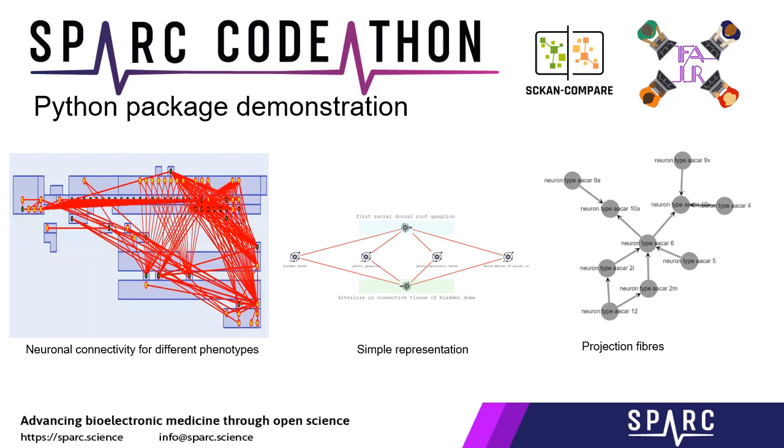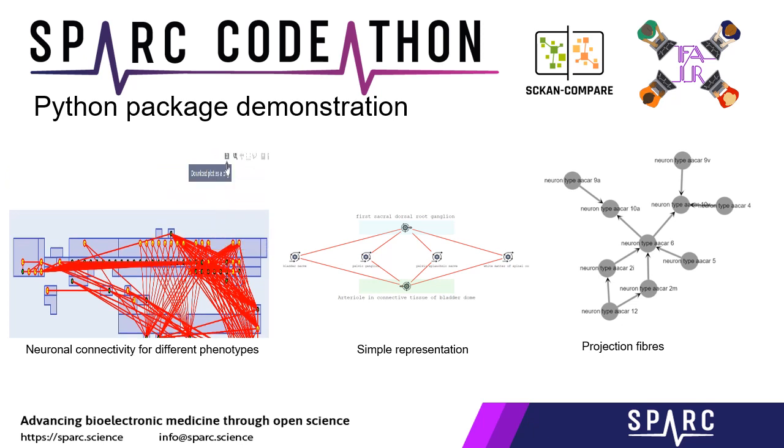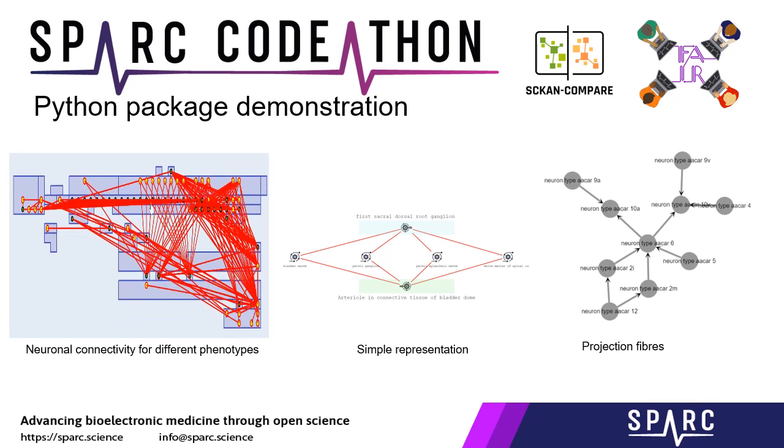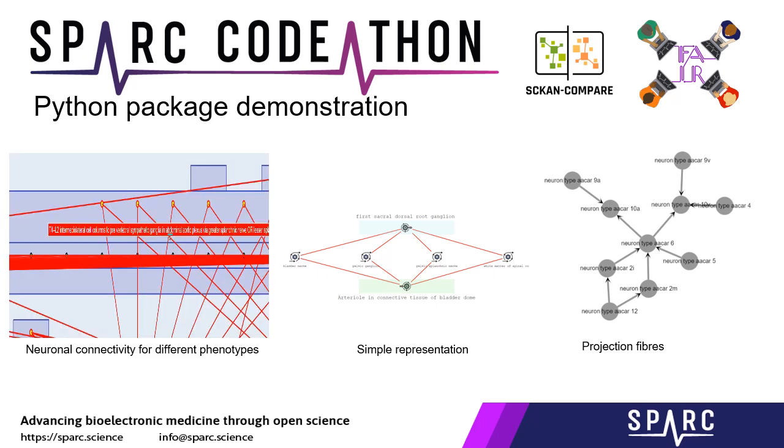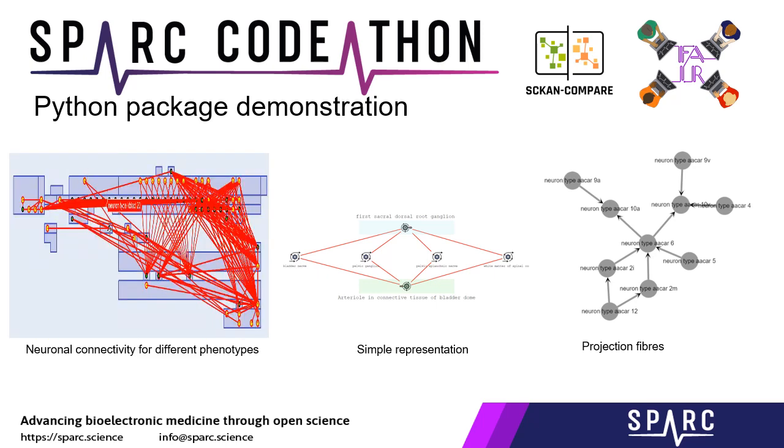Here is the demonstration of the Python package. Here you can see there are different neuronal connectivity for different phenotypes. You can go to any region and it will get you the label of that region. You can go ahead and zoom and you will be able to see that zoomed in area, and you can again go to different areas and have a label of that particular area.